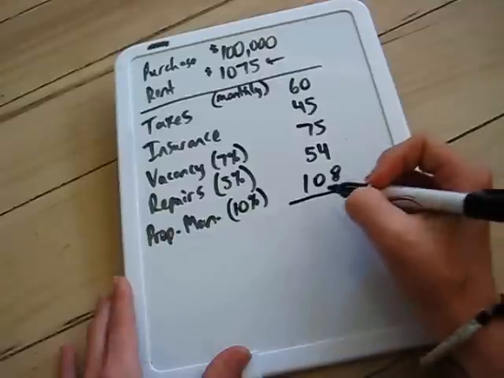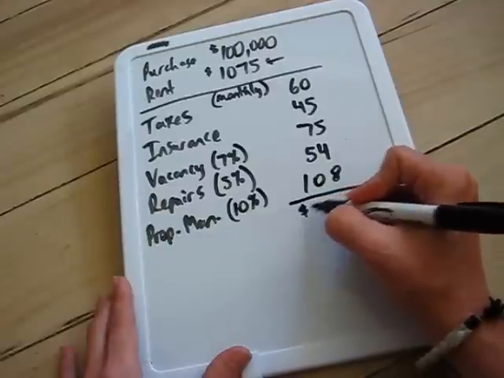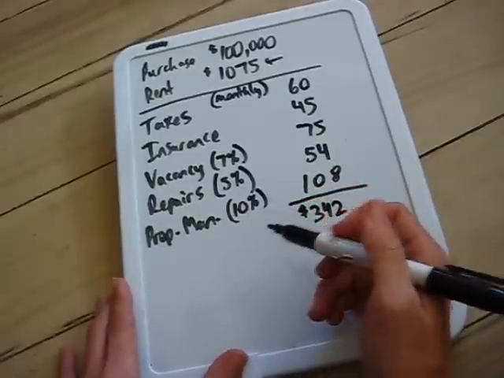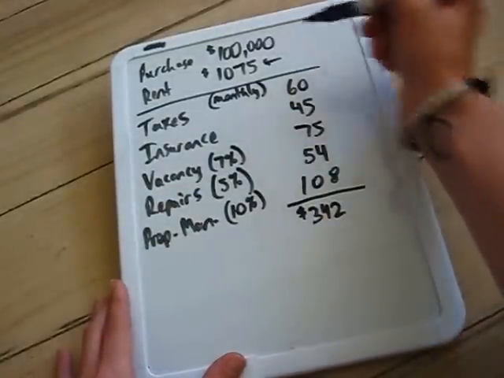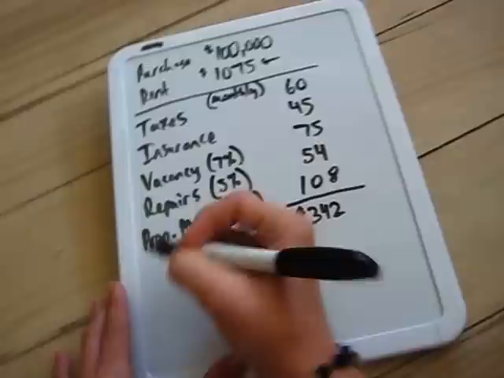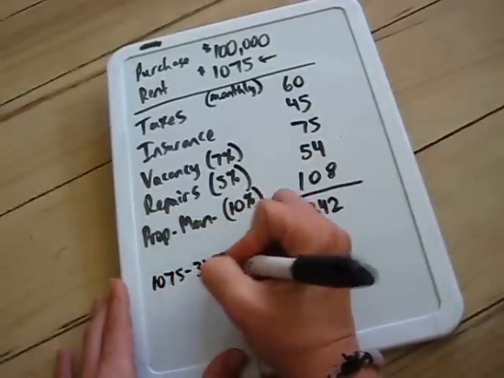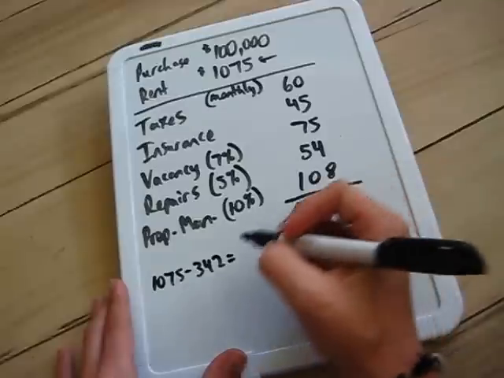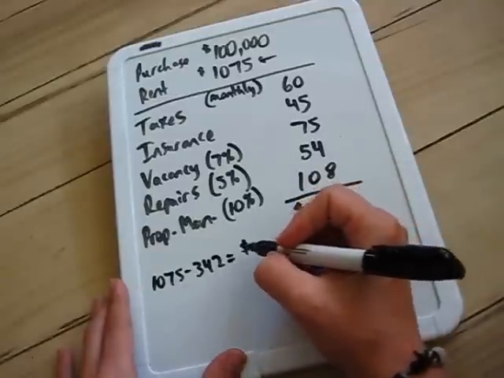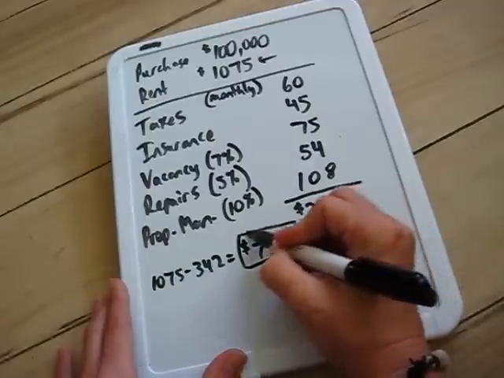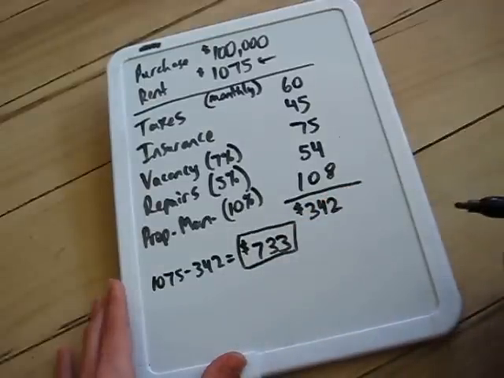So total all those up, these are going to be all your expenses. Grand total $342 for monthly expenses. Now, here's your income, $1,075. Here's your expenses. So do $1,075 minus $342, and if you buy this property for all cash, in theory per month you should be getting $733, and that is cash flow in your pocket per month.